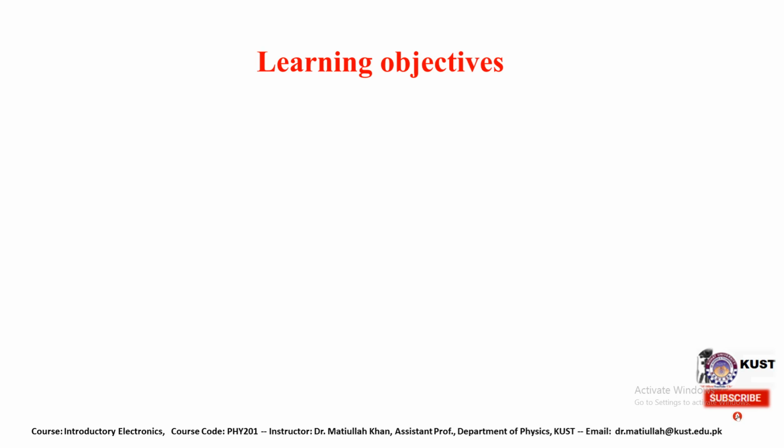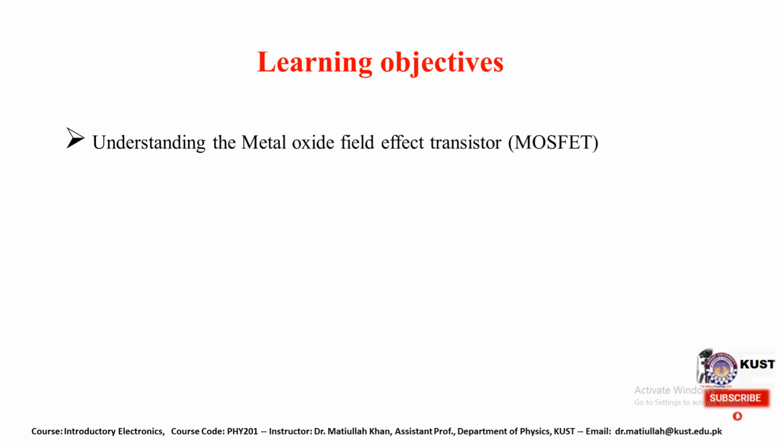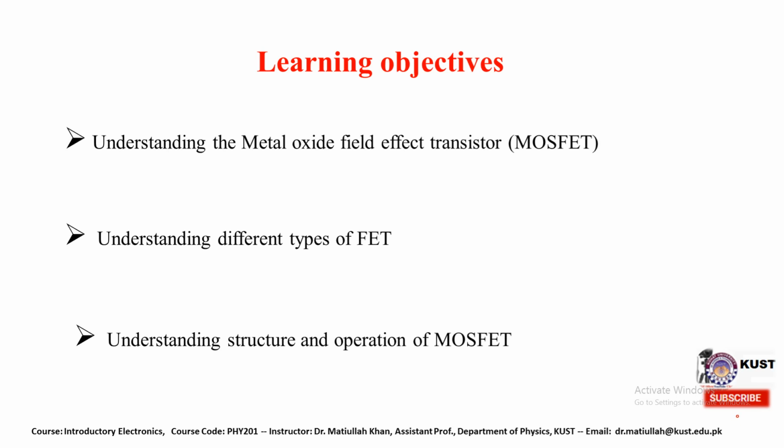In today's lecture, our basic objective is to understand the metal oxide field effect transistor. We also need to know the different types of field effect transistor, and finally we need to know the structure and operation of the metal oxide field effect transistor. It's normally also called a MOSFET.